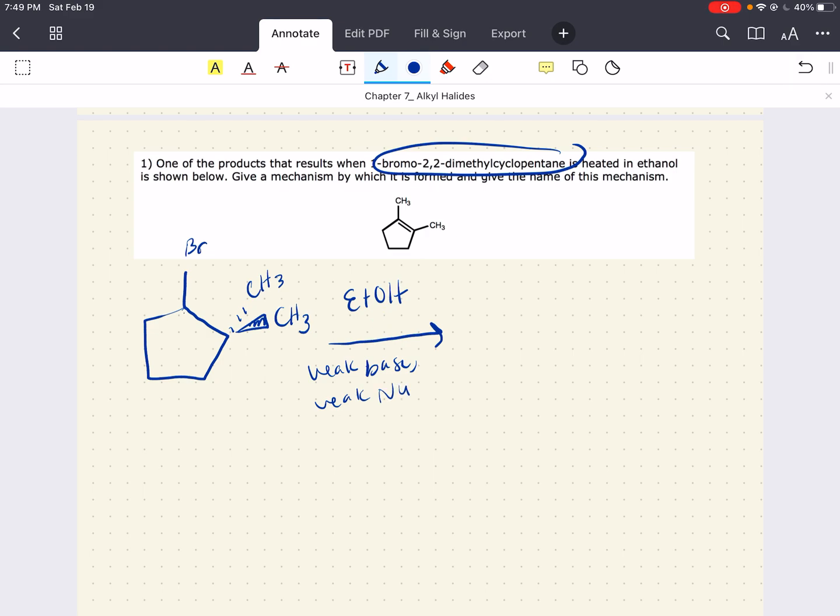All right, and our alpha carbon is secondary. So we have a weak base, weak nucleophile. This is secondary. We're going to get E1 and SN1 reaction going on. Obviously, we're forming a double bond, so we're only going to be working with our E1 reaction here to get to this final product that we are aiming for.